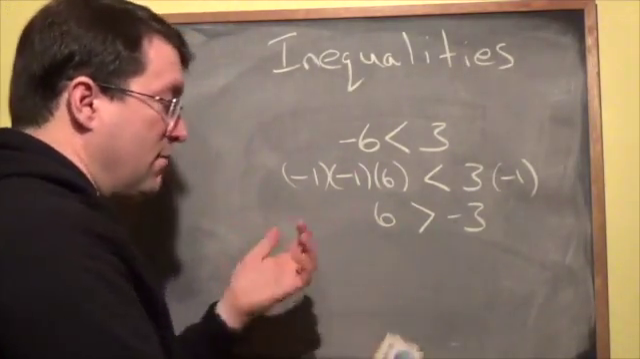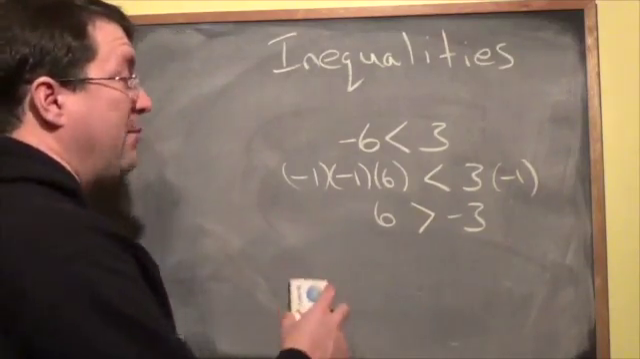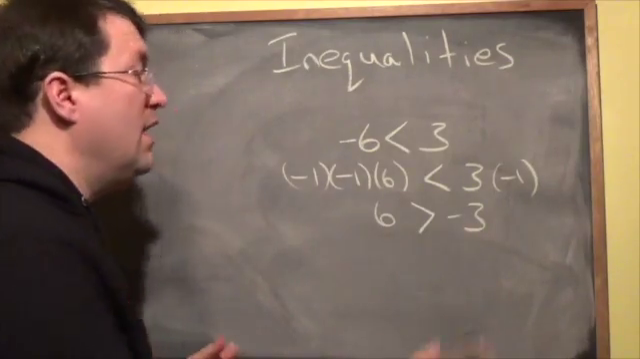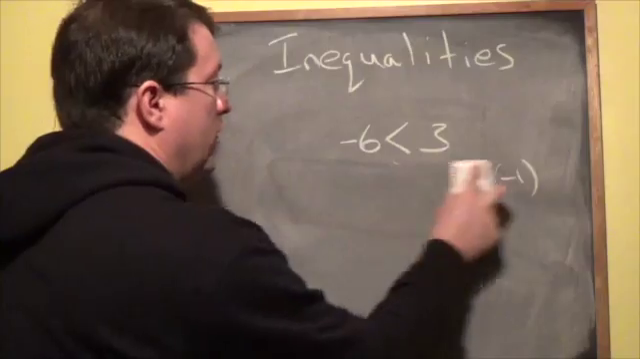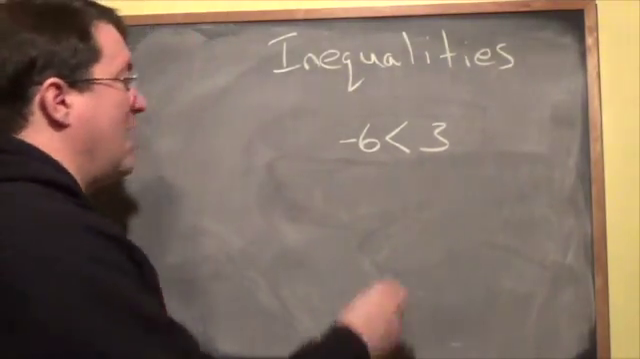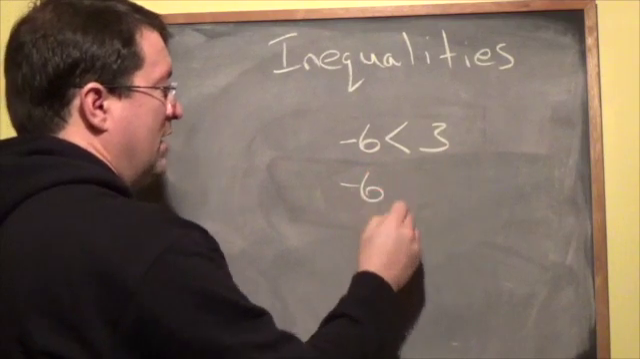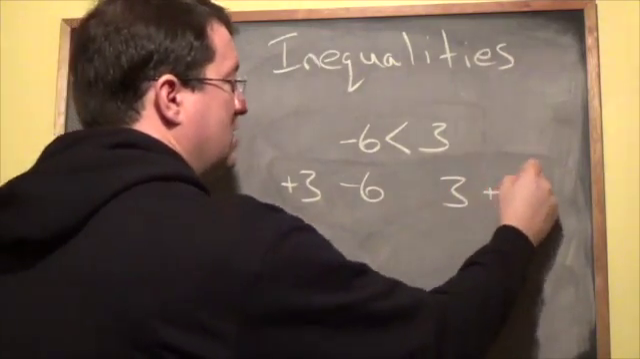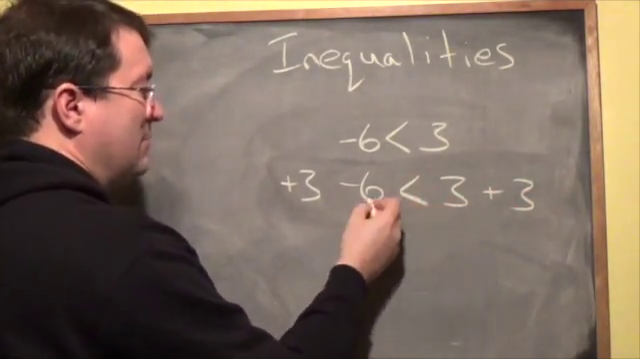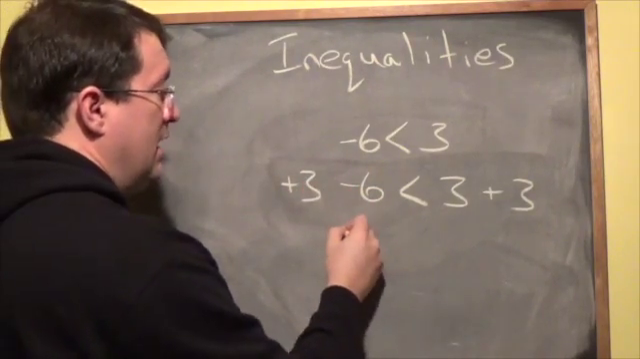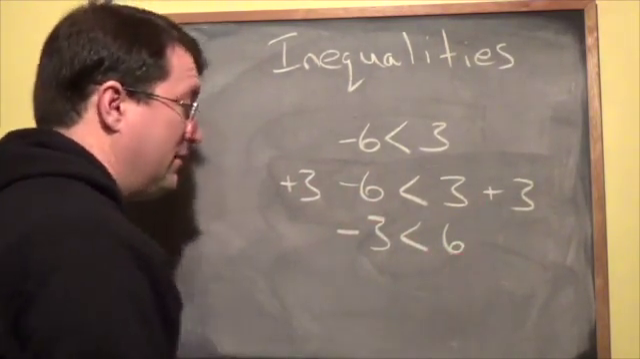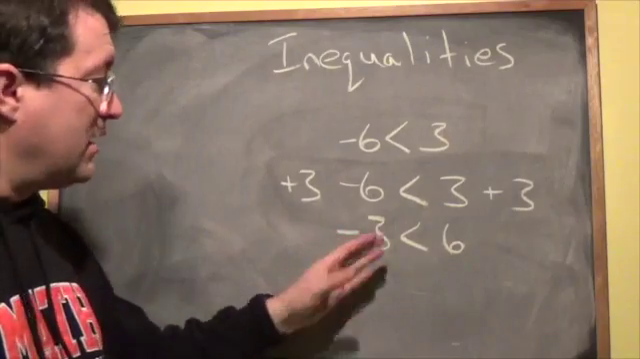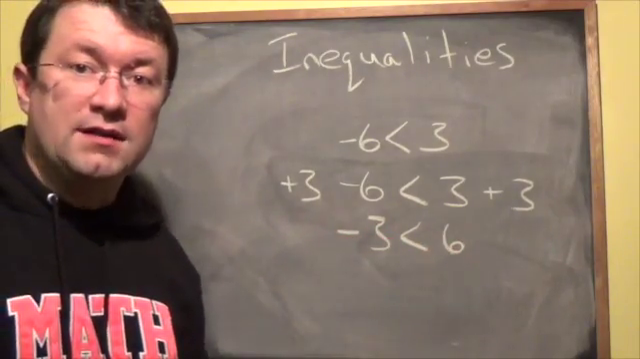So anytime you either multiply or divide by a negative, that's going to happen. Addition or subtraction doesn't do that. When you add a negative or subtract a negative, it's not going to affect the sign here. I can show you really quickly, just by example. If we take negative 6, and we've got the 3 here, let's say that we add 3 to both sides. Initially we had this symbol here: 3 plus negative 6 is negative 3, 3 plus 3 is 6. Well, that relationship is still maintained. The left-hand side is still smaller than the right-hand side.